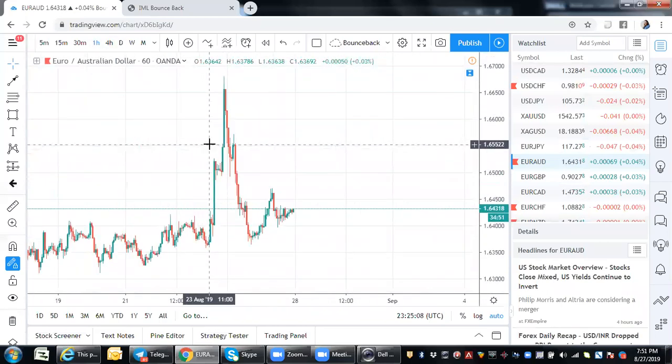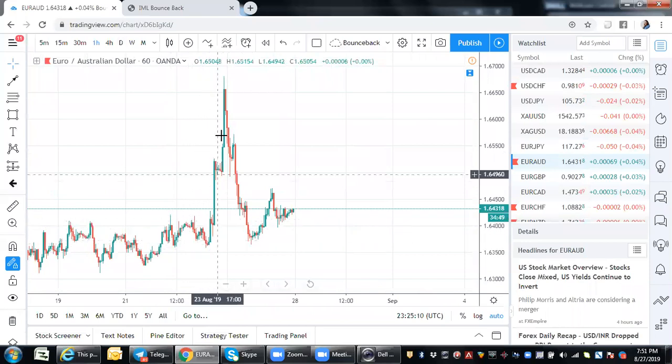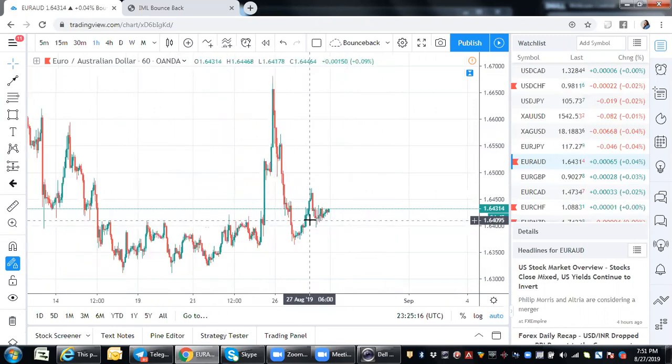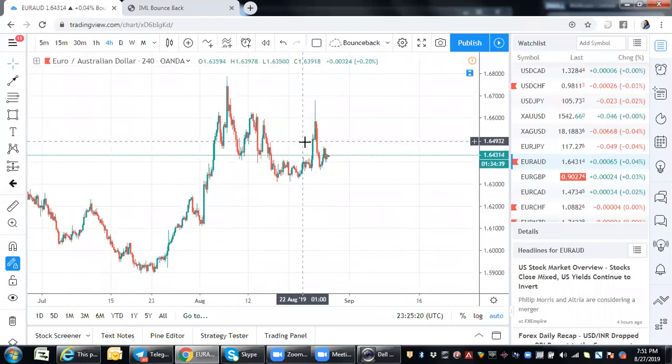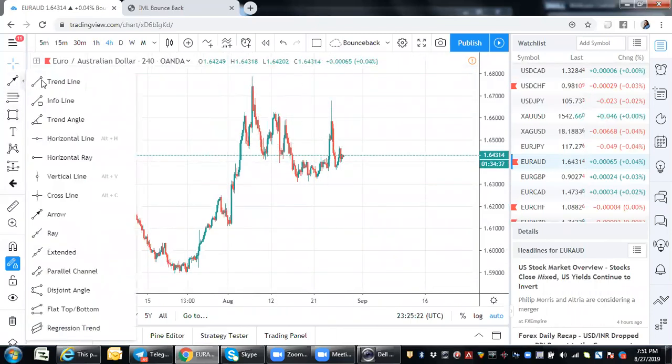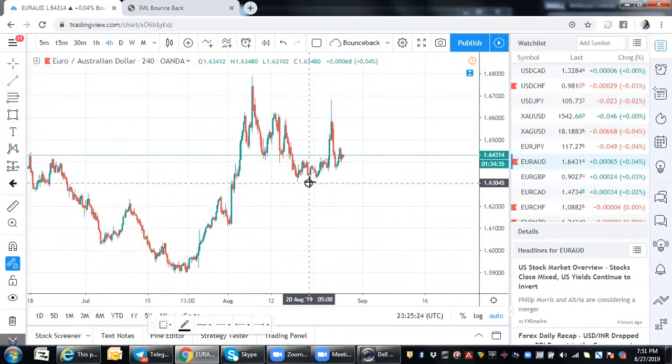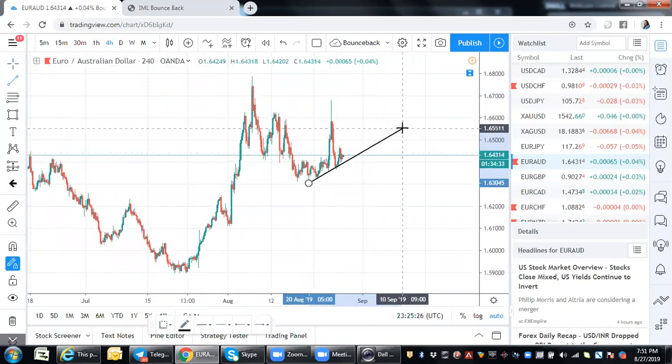Let me come on the 1 hour time frame so you can see shoulder, head, shoulder. This was also a shoulder, head, and shoulder here as well. So what do we do? I'm looking for a sell. So let's quickly draw this up. All right. Trend line drawn. Wait for breakout.